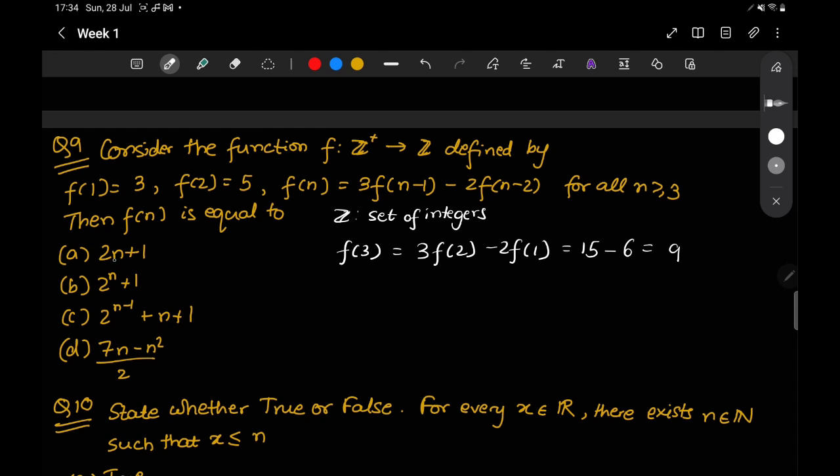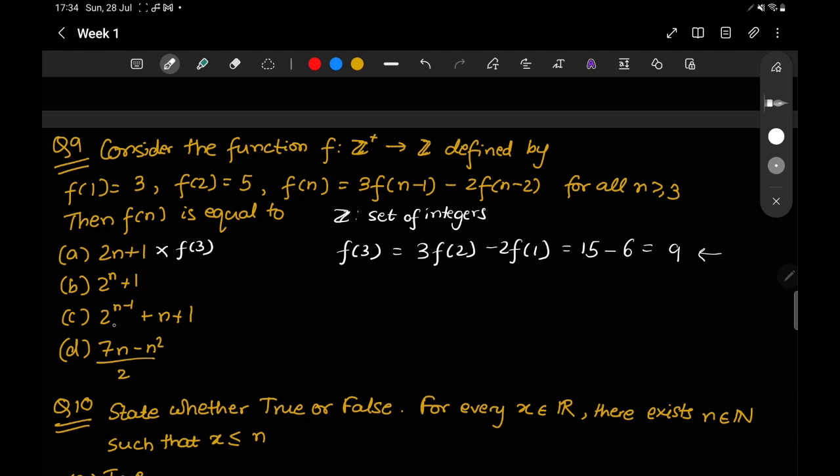When n is equal to 2, 2 times 2 is 4, plus 1 is 5, which is also true. Now when n is equal to 3, then 3 times 2 is 6, plus 1 is 7, which is not equal to the 9 that we just found out. So this is not the correct option because it does not satisfy for f3. Then let's look at option C.